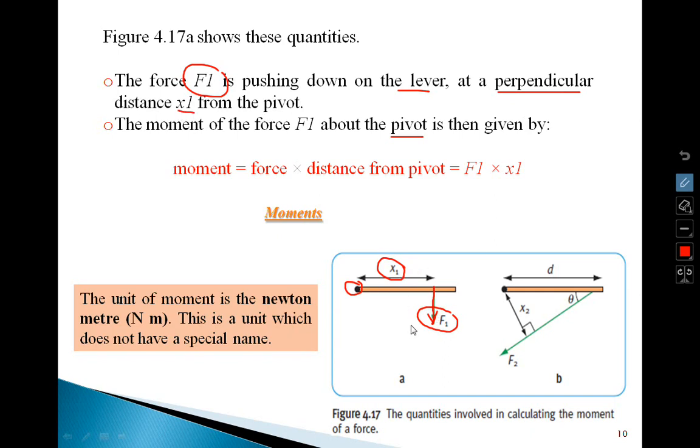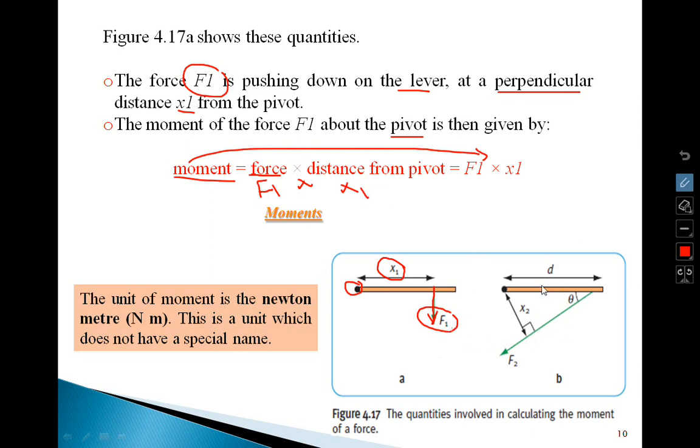Then the moment of force, so how we could calculate the moment of the force F1 about the pivot, is given by moment is equal to force, which is here F1, times what? Distance from where? Pivot. This distance, which is x1. So the moment here is equal to F1 times x1.